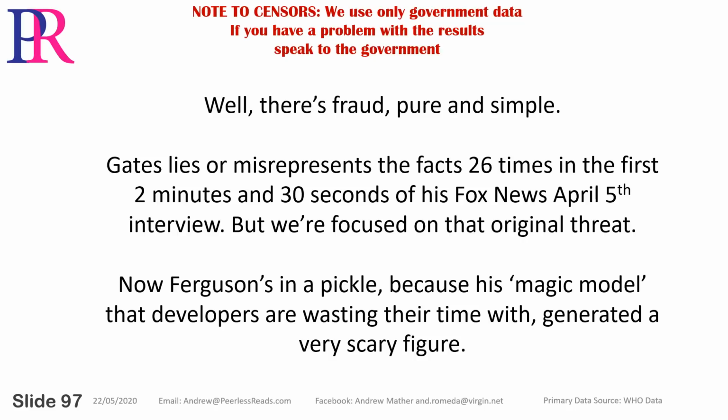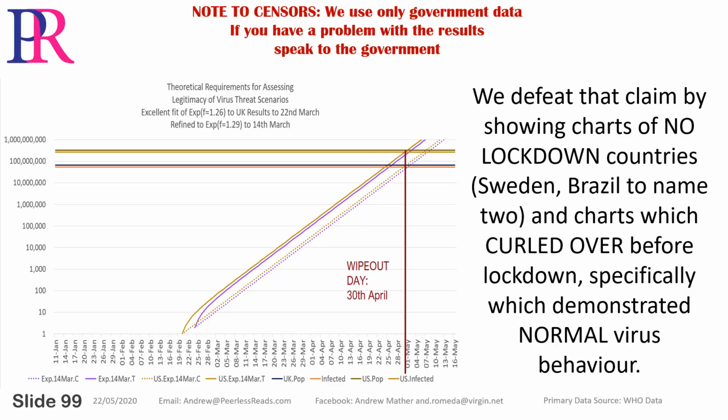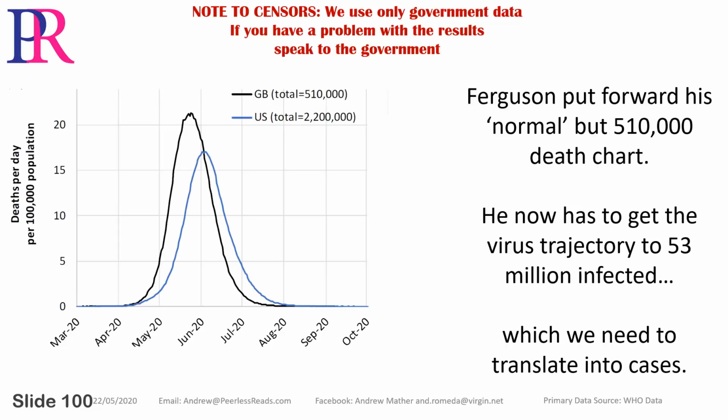Now Ferguson's in a pickle because his magic model that developers are wasting their time with generated a very scary figure. For Ferguson, as it turns out, we don't need these charts. For anyone claiming it's exponential, this is what they're claiming. We defeat that claim by showing charts of no lockdown countries, Sweden, Brazil to name two, and charts which curled over before lockdown, which demonstrated normal virus behaviour. Ferguson put forward his normal but 510,000 death chart. He now has to get the virus trajectory to 53 million infected, which we need to translate into cases.